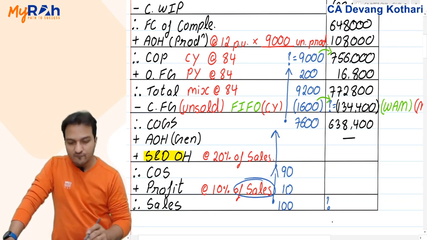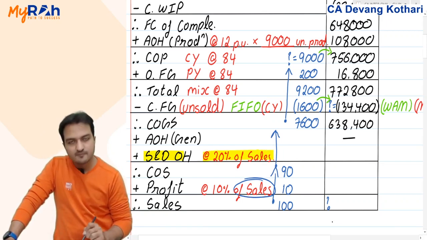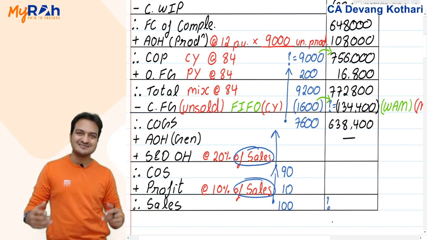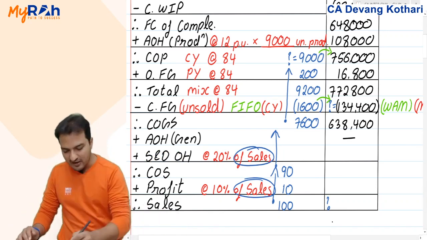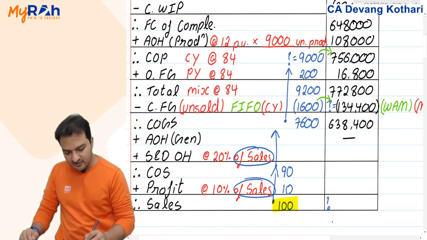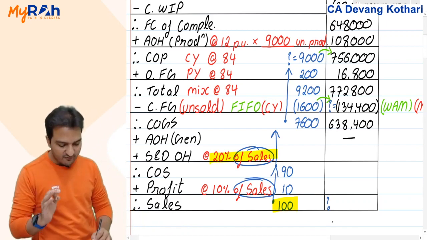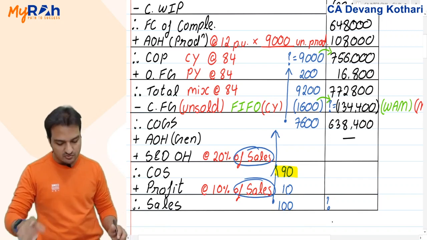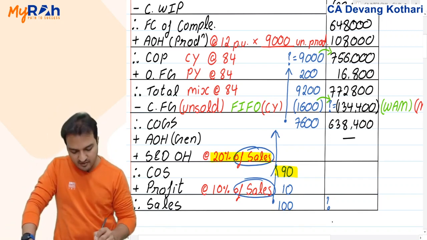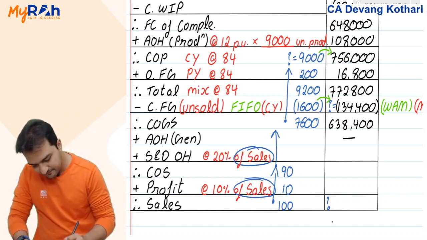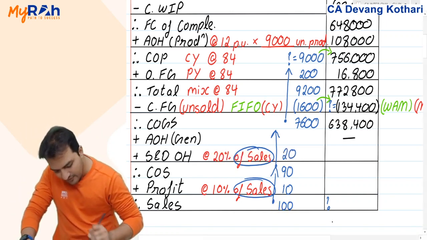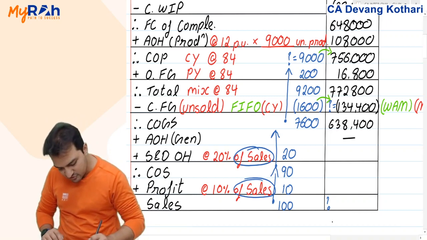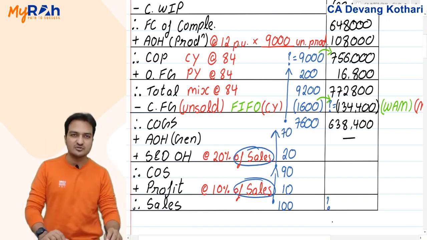As per the question, selling overheads is 20% of the sales. Again, selling overheads is given based on sales. Sales is missing. You already assumed that as 100. So 20% of sales means 20% of 100. Please do not take 20% of 90. 90 is not sales. 90 is cost of sales. So selling overheads therefore becomes 20. Now if you go reverse, 90 is the cost of sales, 20 is the selling overheads, so 70 should be the COGS.